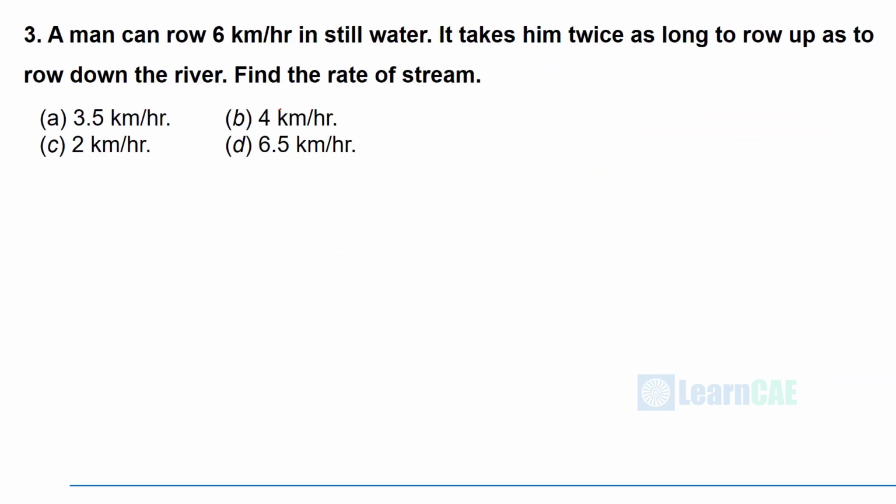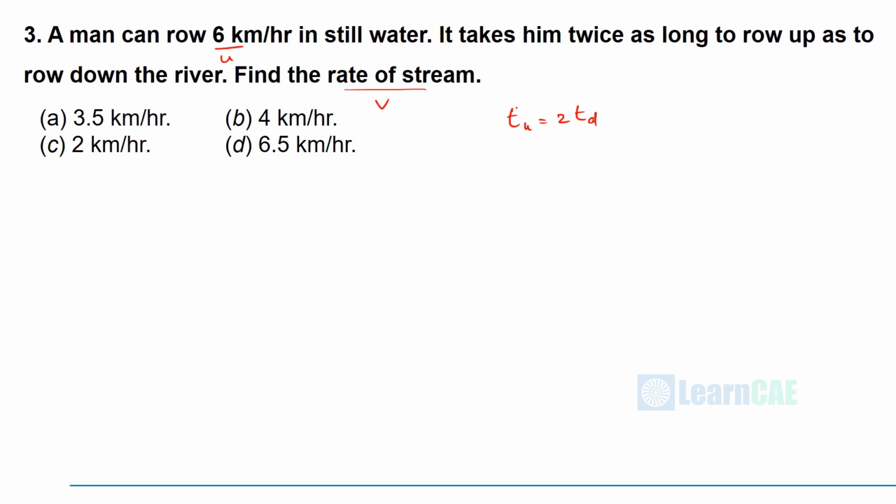Next question. A man can row 6 km per hour in still water. It takes him twice as long to row up as to row down the river. Find the rate of the stream. They are saying u is equal to 6 km per hour. They are asking the rate of the stream, that is v. They are also saying it takes him twice as long to row up as to row down the river. It means time taken to row up is equal to 2 times time taken to row down. So from this we will be able to calculate.